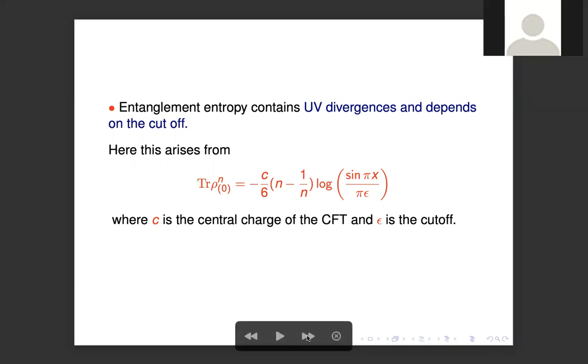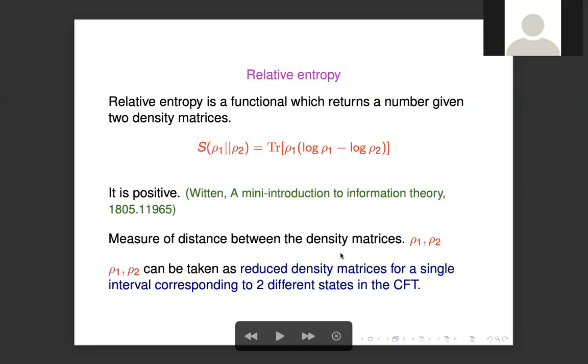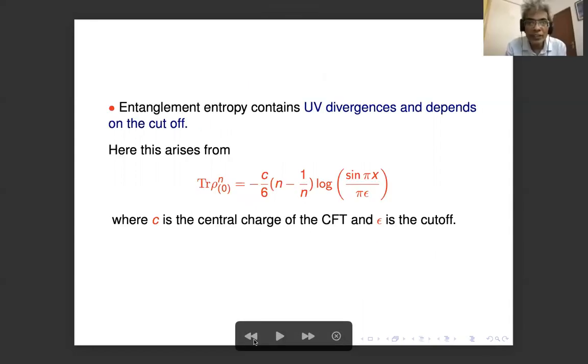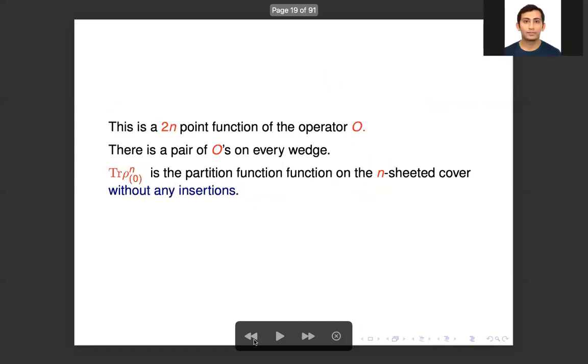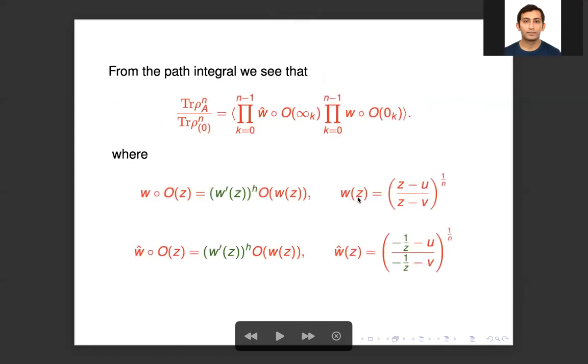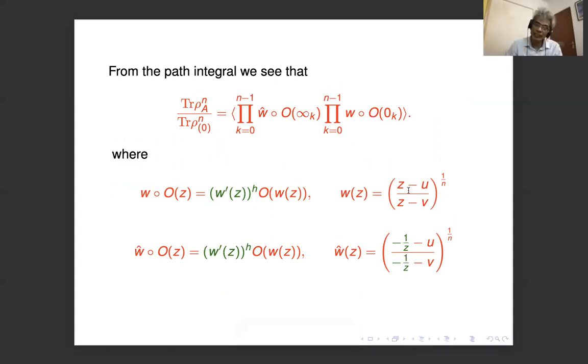Yeah, so let's go ahead. Can I also ask another question? This W is called a twist operator. Where is W actually, in the previous slide? No, it's not the twist. It's just the map, the uniformizing map, which takes the plane to the 1/n wedge. Yeah, it's just that.